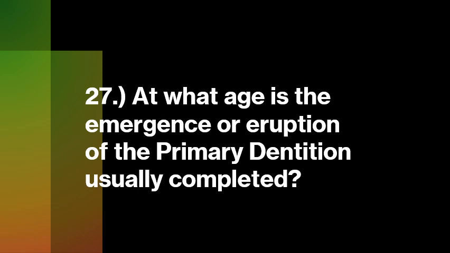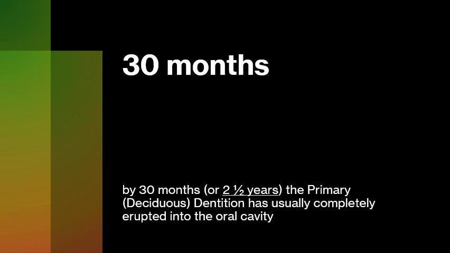Now, at what age is the eruption of the primary dentition usually considered to be complete? So primary dentition is usually complete by 30 months or 2.5 years. All of the primary teeth have erupted into the oral cavity, but their apices are still not formed. Their apices usually form by 3.25 years of life.